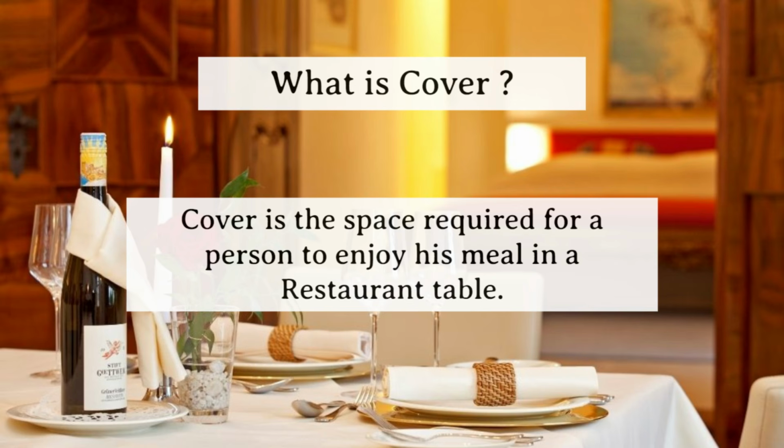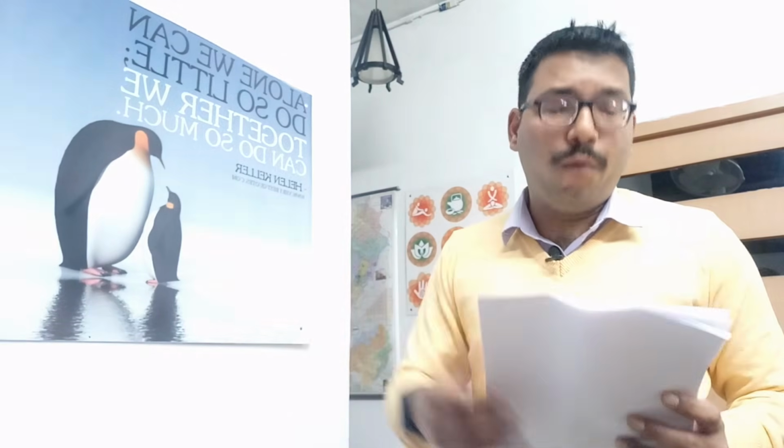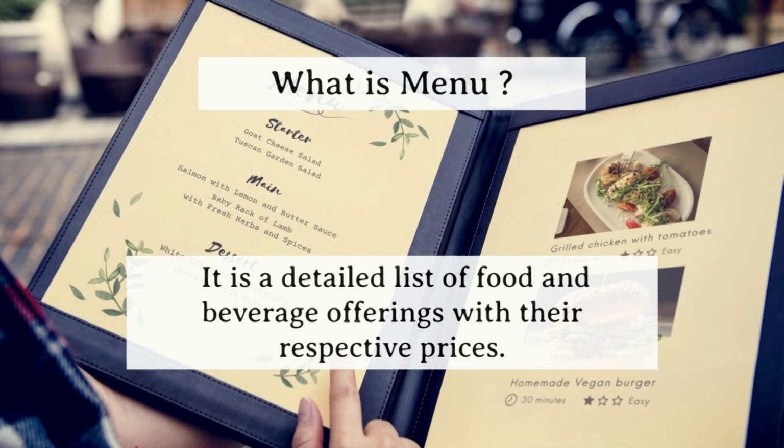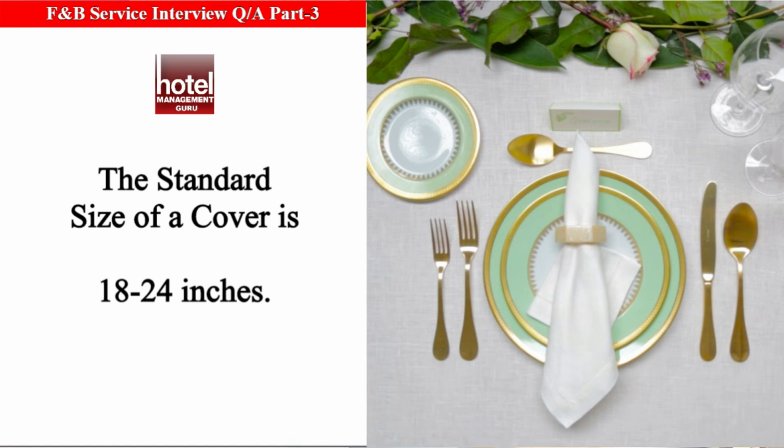ठीक, what is a cover? Space allocated for a particular single person to enjoy the meal in a particular restaurant is called a cover. Then what is a menu? A menu is a piece of paper in which the food and beverage items are listed along with the prices. वो menu हो गया. What is the standard size of a cover? That is 18 to 24.